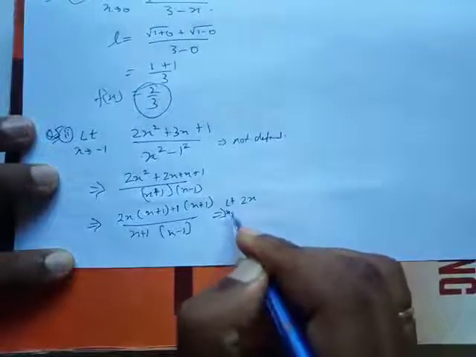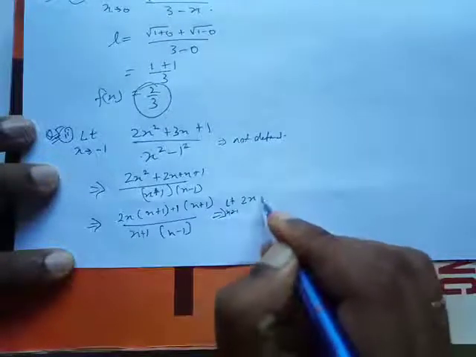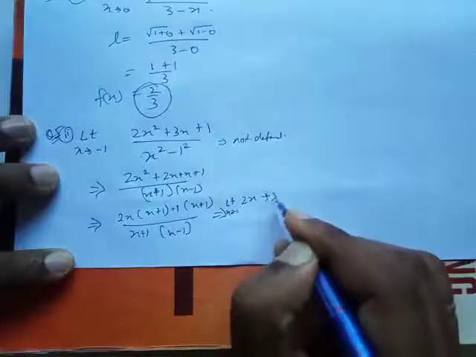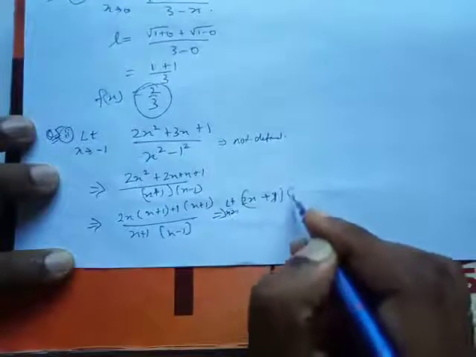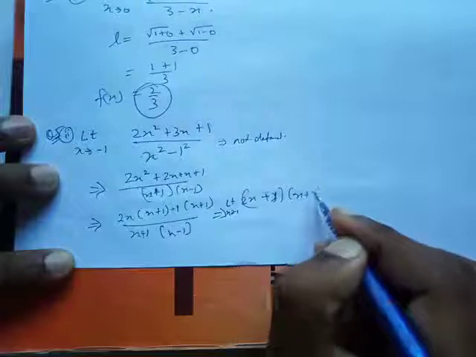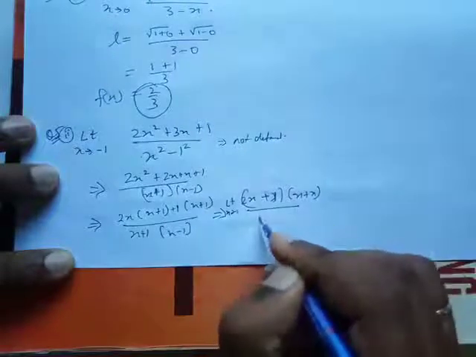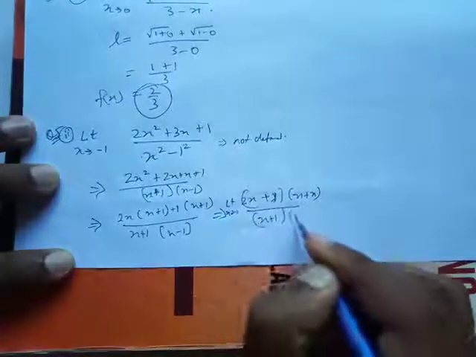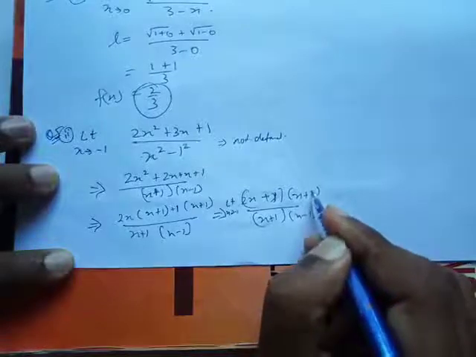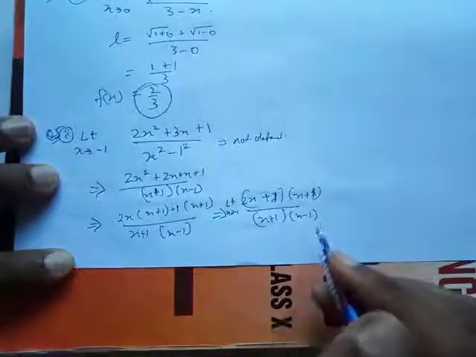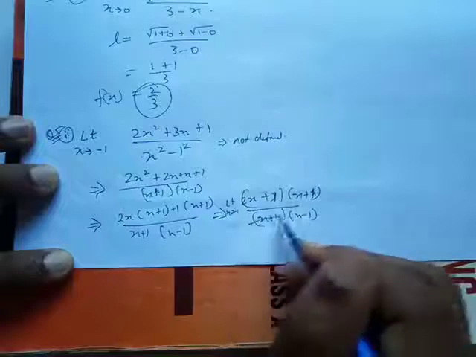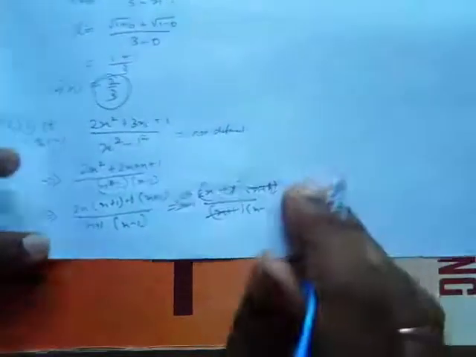I am writing over here 2x limit x tends to minus 1. Don't forget to put this 2x plus 1 in one bracket and x plus 1 in one bracket. Now it's going to be x plus 1 and x minus 1. Okay, what can be cancelled out now? Please have a look. This and this can be cancelled out, right? So what is left now?